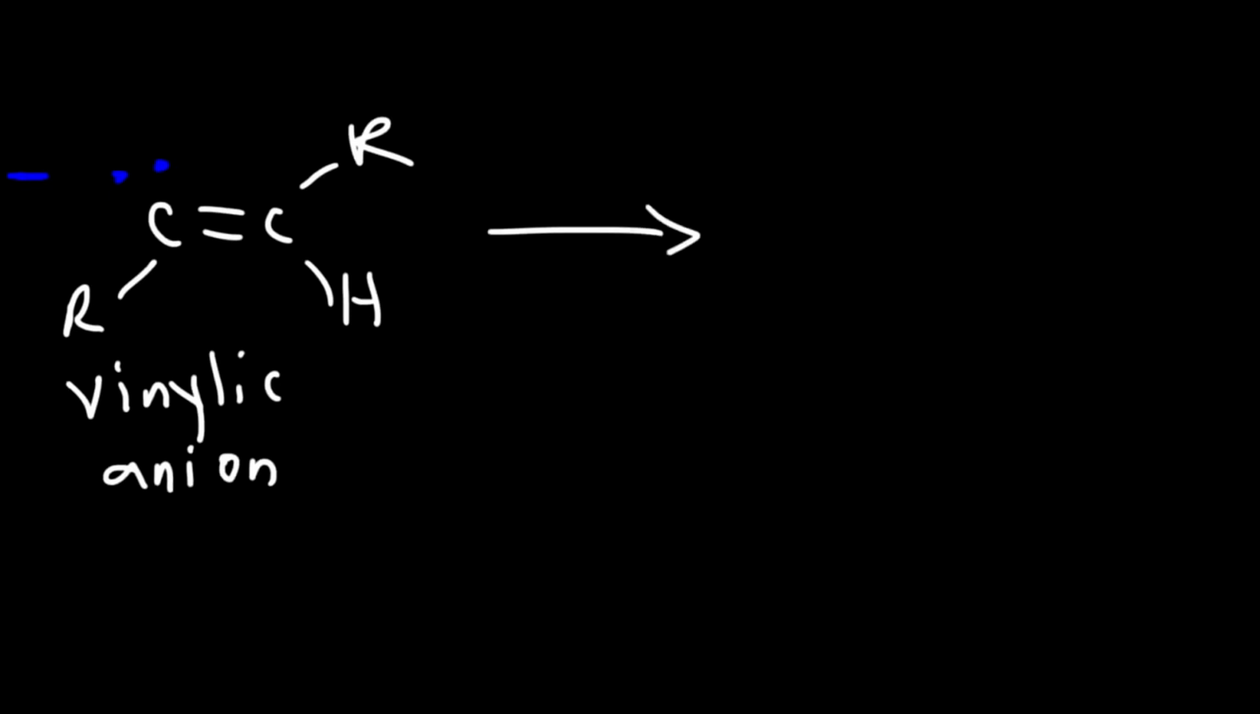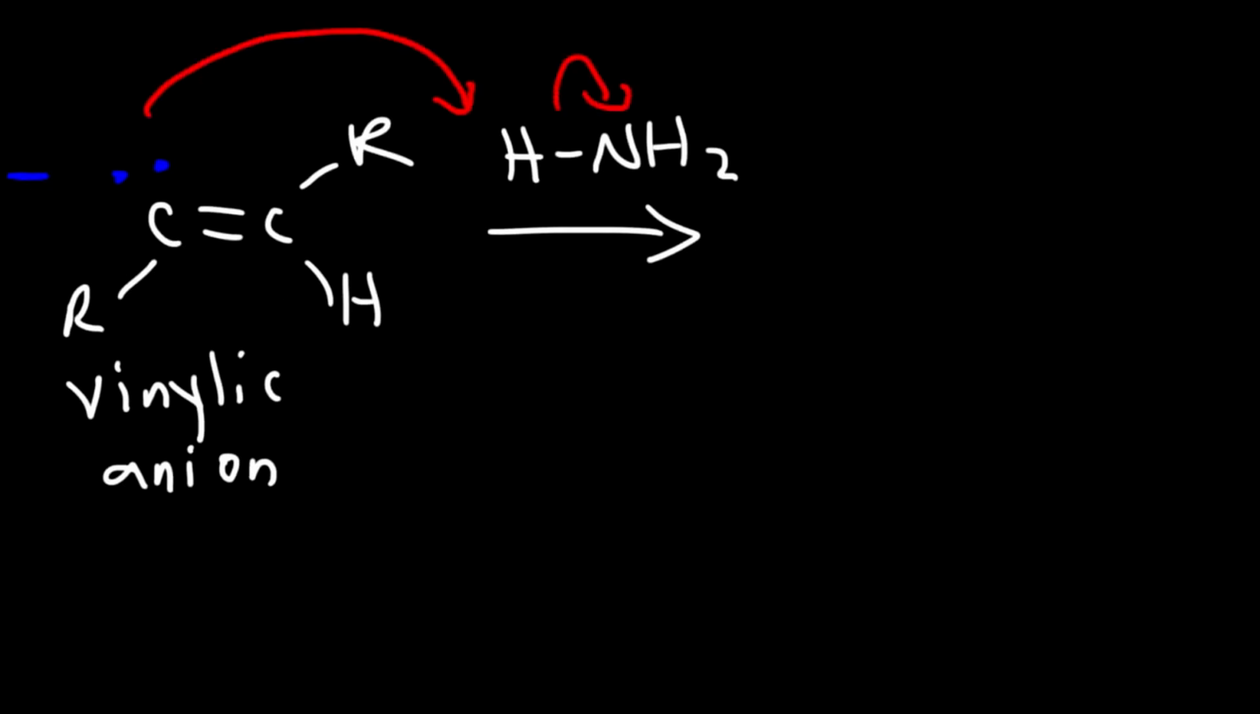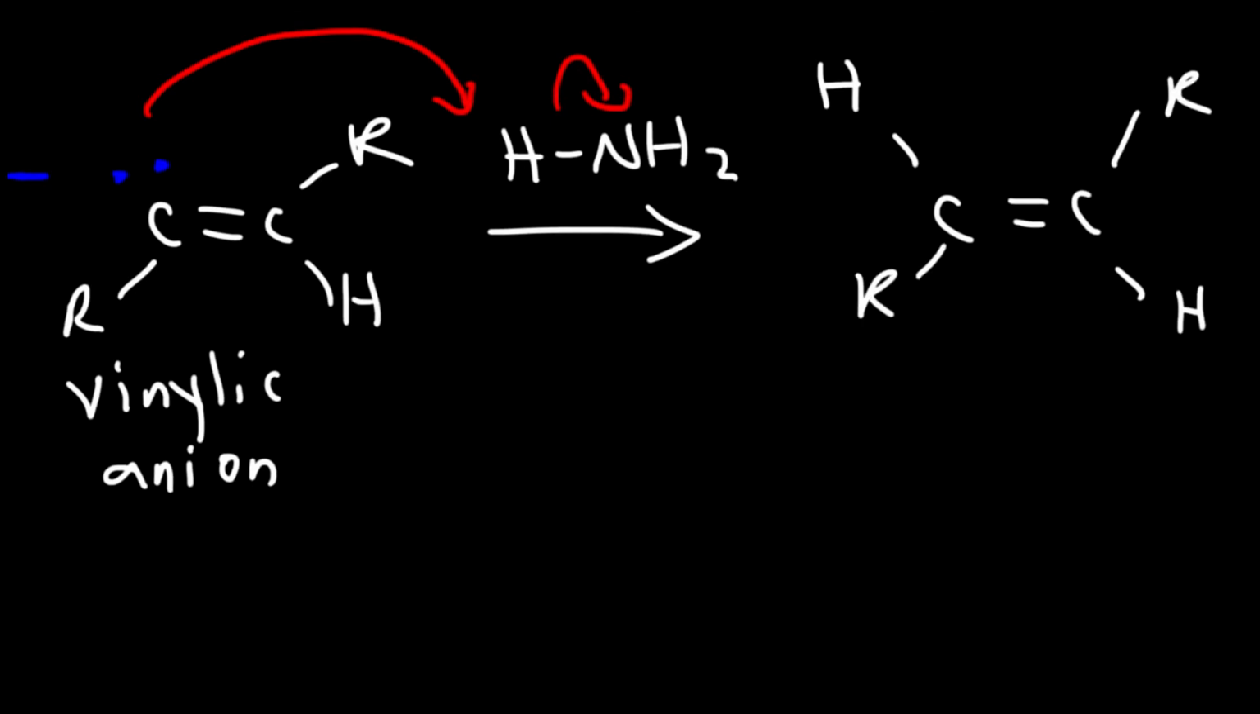Now at this point, we're going to react it with ammonia again. And so it's going to pick up another hydrogen atom from NH3. And so this will give us our final product, which, as you can see, is a trans alkene. So that's the mechanism for the metal ammonia reduction of alkynes into trans alkenes. The hydrogen atoms are on opposite sides.